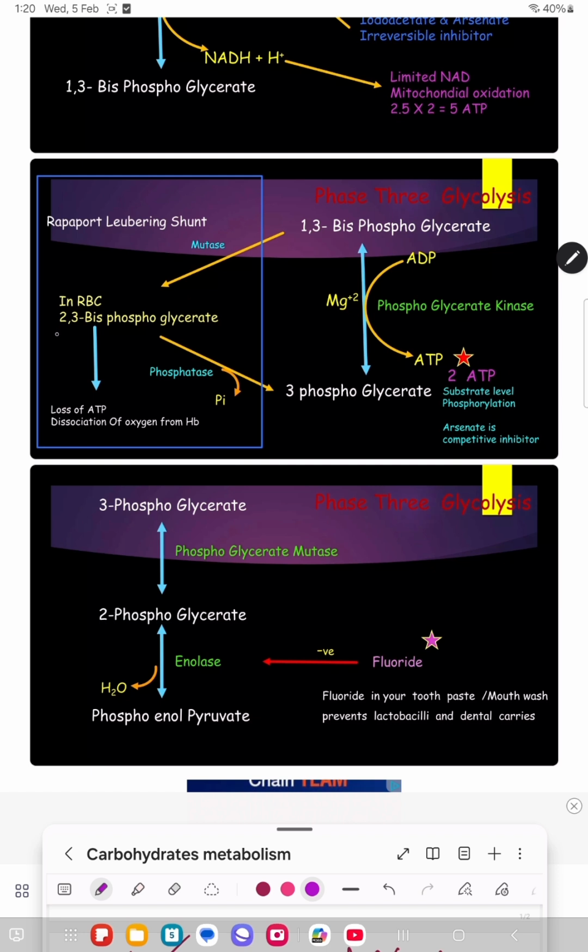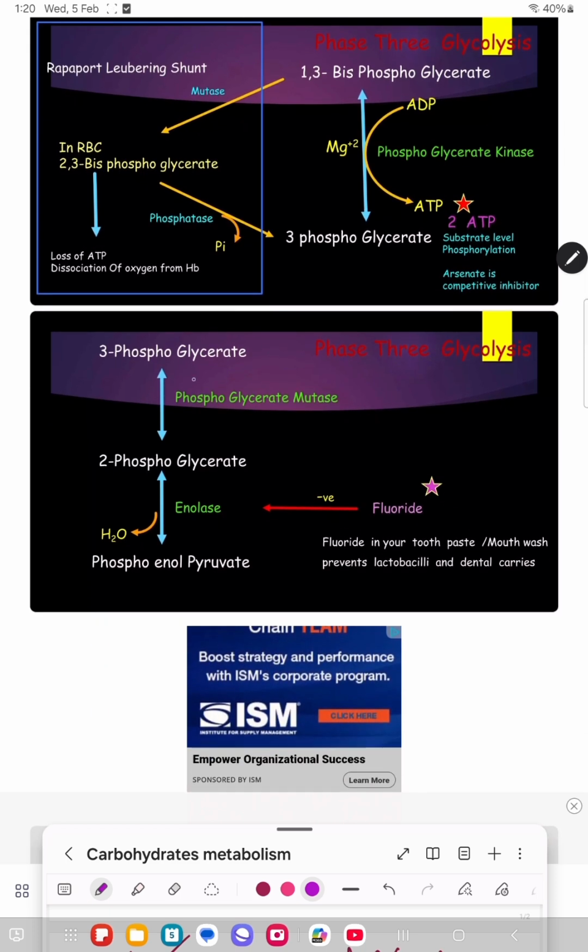And here 2,3-bisphosphoglycerate, with the loss of a phosphate ion by the phosphatase, will be converted to 3-phosphoglycerate again. Now 3-phosphoglycerate will be converted to 2-phosphoglycerate, and it will be further converted to phosphoenolpyruvate with the loss of water, with the help of phosphoglycerate mutase and enolase. Here the negative regulator is fluoride. Fluoride, you know very well, is present in toothpaste and mouthwashes. I know that you know this.